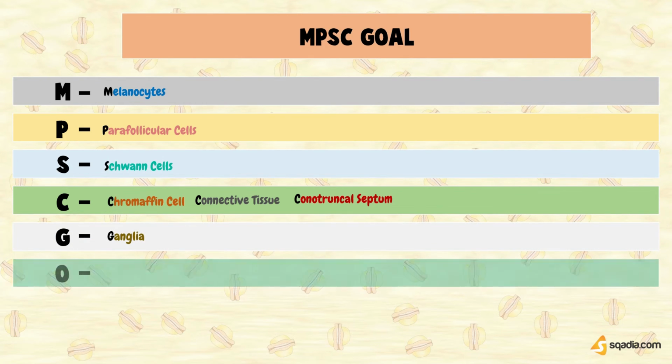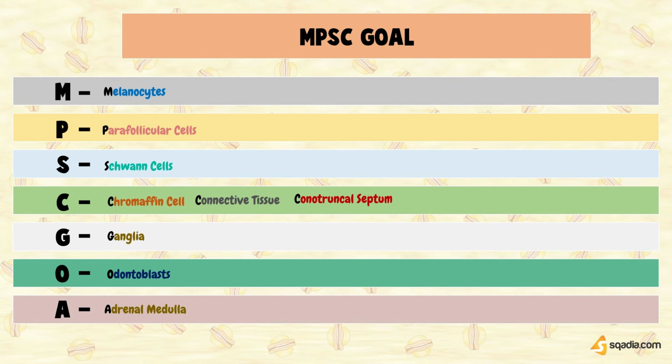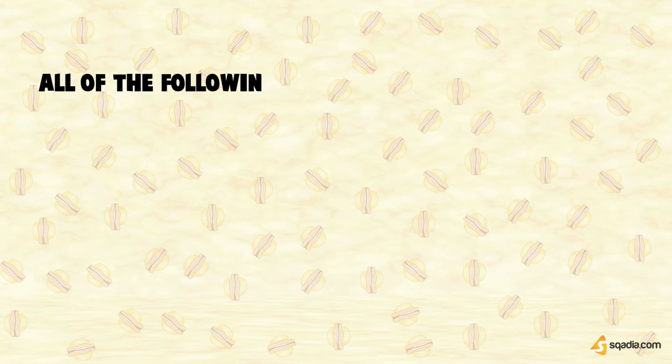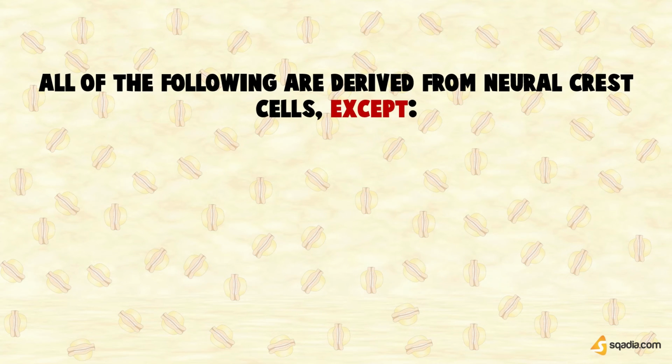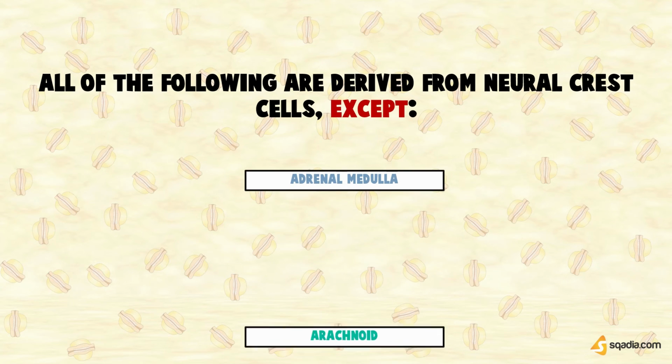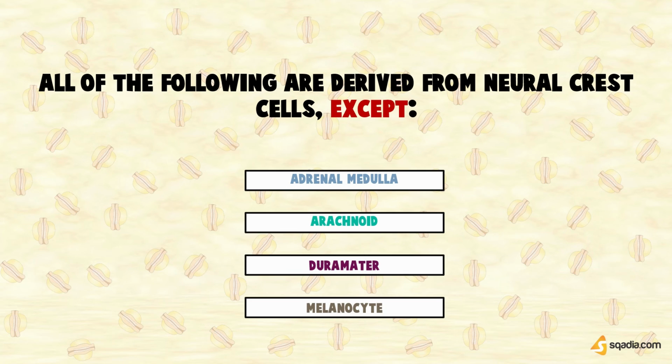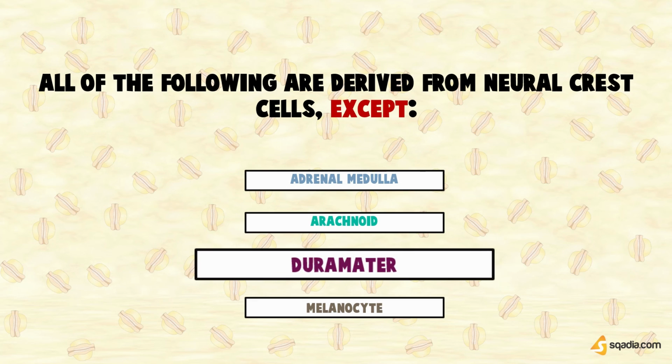G4: Ganglia. O4: Odontoblasts. A4: Adrenal medulla. L4: Leptomeninges, which include pia mater and arachnoid. So, the question was, all of the following are derived from neural crest cells, except adrenal medulla, arachnoid, dura mater, or melanocyte. Now, do you know the answer? Yes, the answer is dura mater.